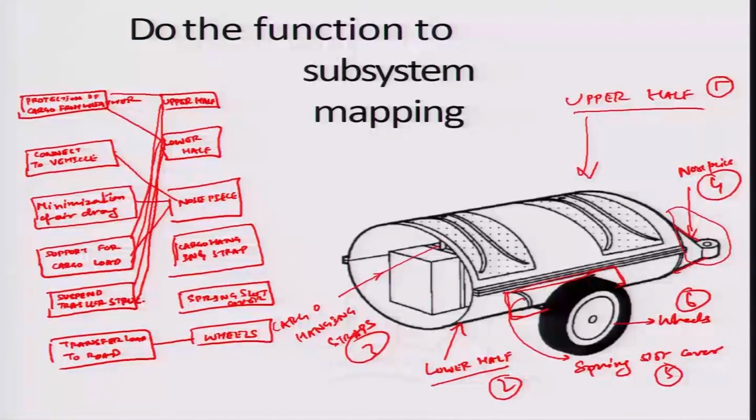Similarly, if I looked at cargo hanging straps, typically all the load of the cargo is supported by these straps, or the spring slot covers again are used mostly for protection of the cargo from weather, and of course, the wheels are used to transfer the load. So, in this kind of architecture, as you see now, there are many subsystem level components which are carrying out more than one functionality.